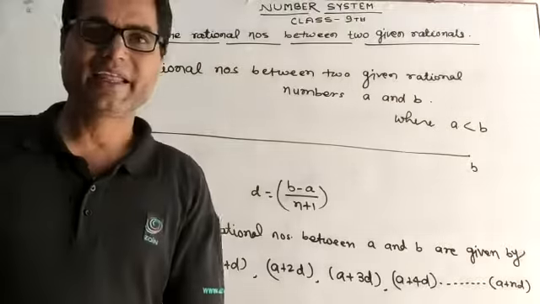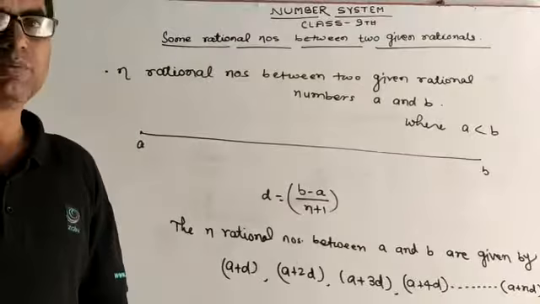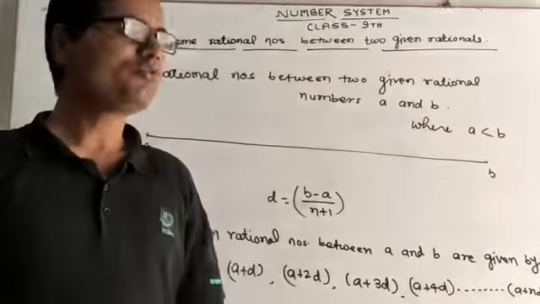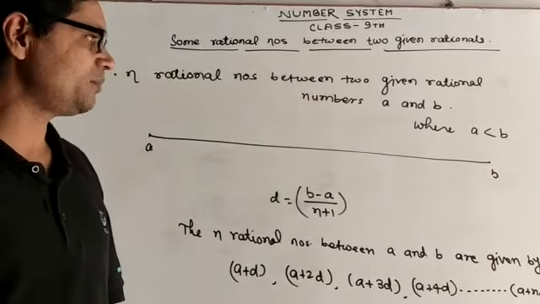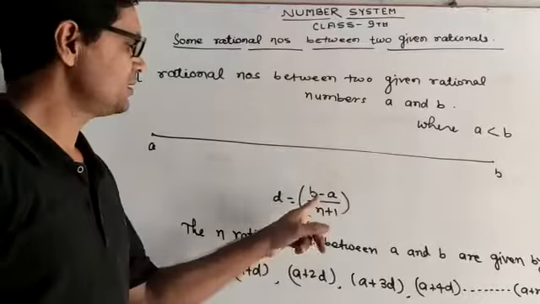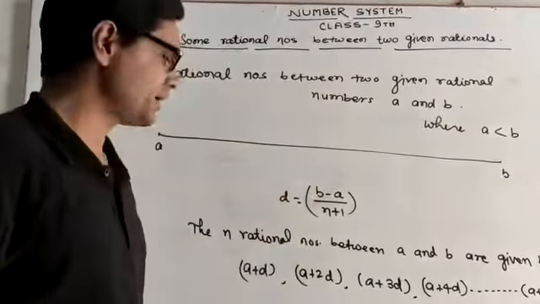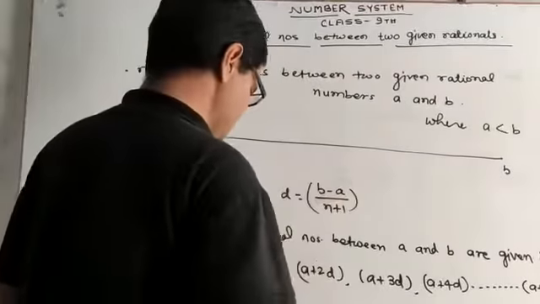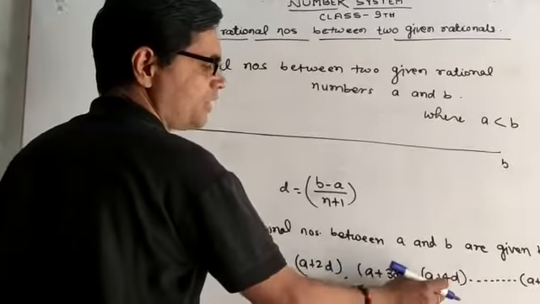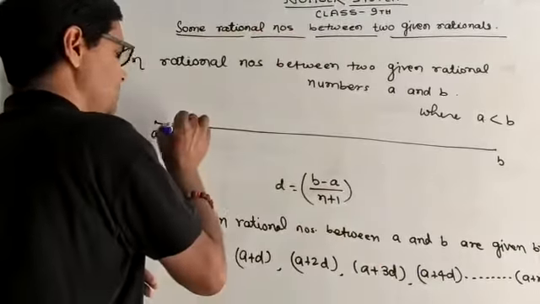To find n rational numbers between two given rational numbers a and b, where a is less than b. To find n rational numbers between a and b, firstly we find b minus a and divide this difference by n plus 1, that will be denoted by d. After finding d, a plus d, a plus 2d, a plus 3d, a plus 4d, up to a plus nd will be n rational numbers between a and b.